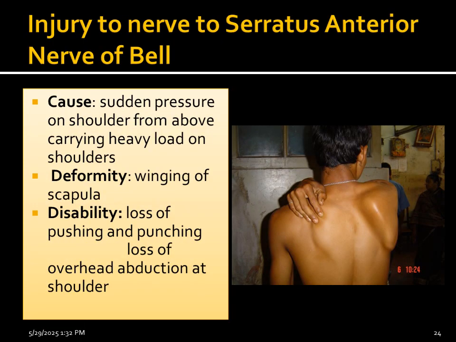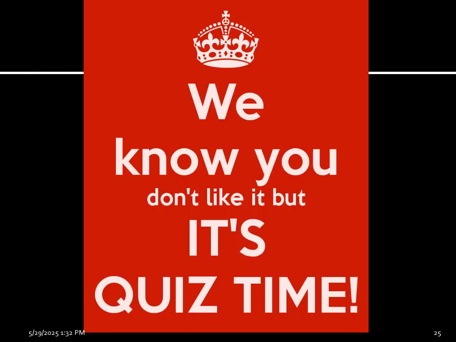Injury to the nerve to serratus anterior, the long thoracic nerve of Bell. The cause is sudden pressure on the shoulder from above, or carrying a heavy load on the shoulder. The deformity is winging of the scapula. The disability is loss of pushing and punching, and loss of overhead actions.